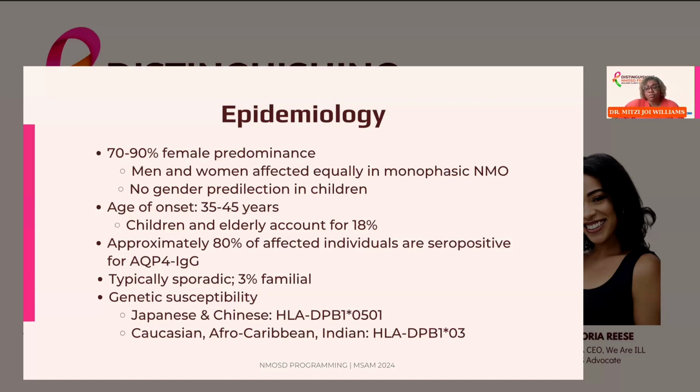There is no difference in gender when children are affected. The age of onset is usually 35 to 45, a little bit older than what we think of with MS. About 20% of those affected are children, and about 80% have that positive antibody. But again, not everybody necessarily has that positive antibody. What we also know is that this particular condition tends to affect Asian populations more and also Black populations more as well.